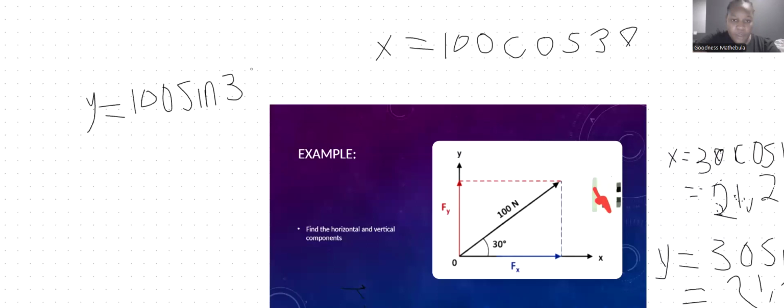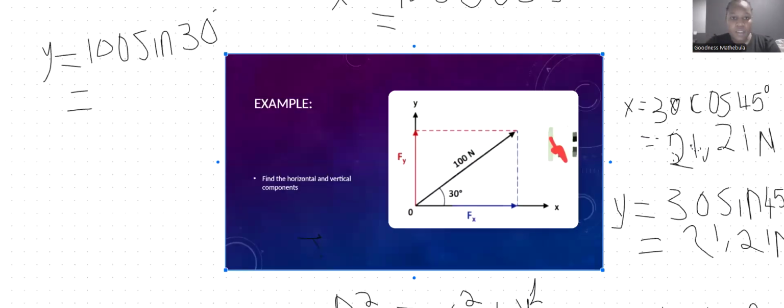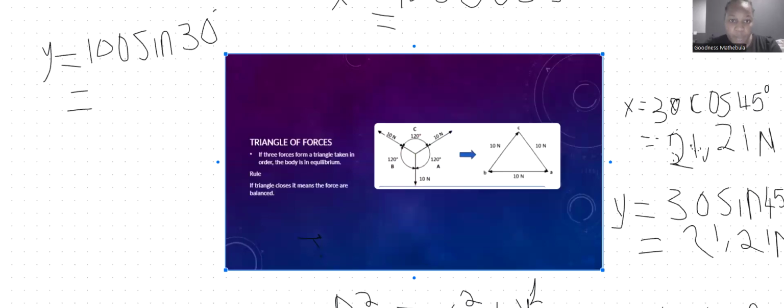So now we'll go to the next slide, which is the triangle of forces. If three forces form a triangle taken in order, the body is in equilibrium. The rule of a triangle of forces is that if the triangle closes, it means the forces are balanced. So here is our example of a triangle of forces.